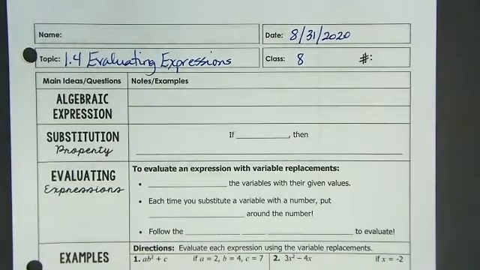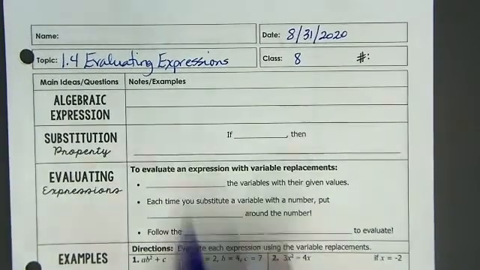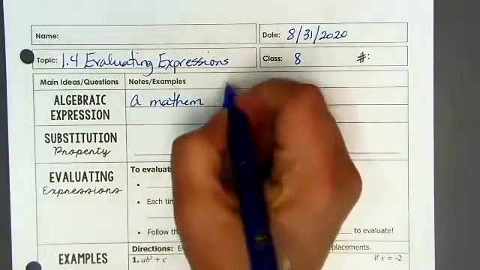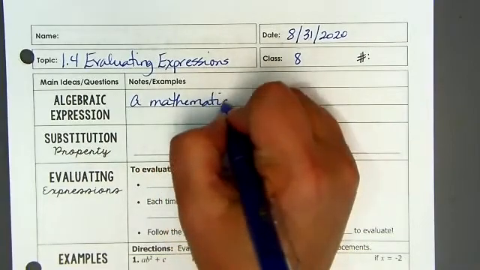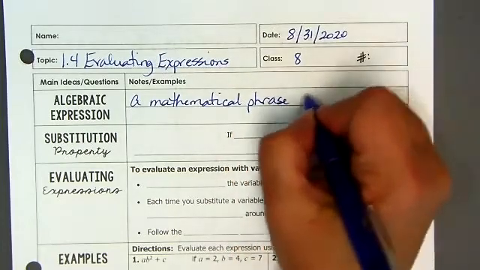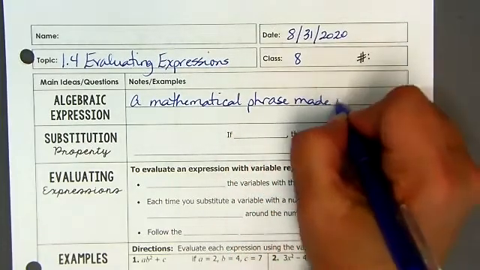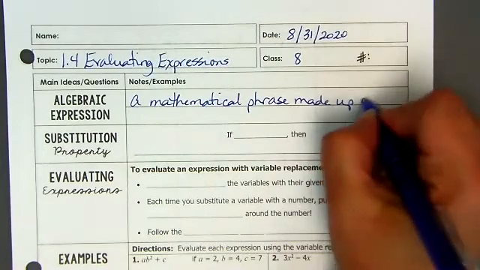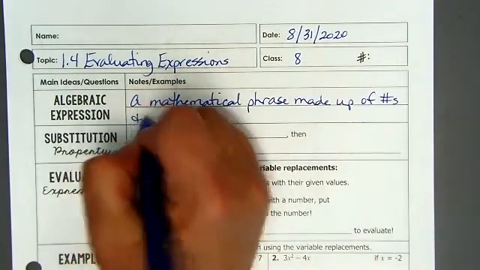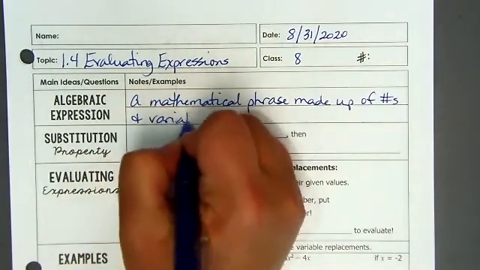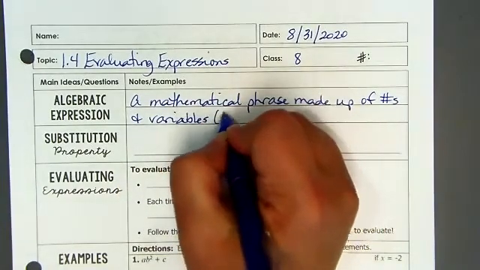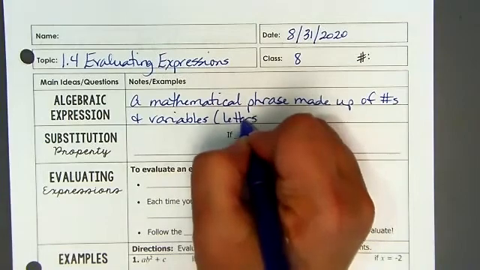An algebraic expression is a mathematical phrase made up of numbers and variables, which, if you remember, that's letters that represent numbers we don't know at the moment.